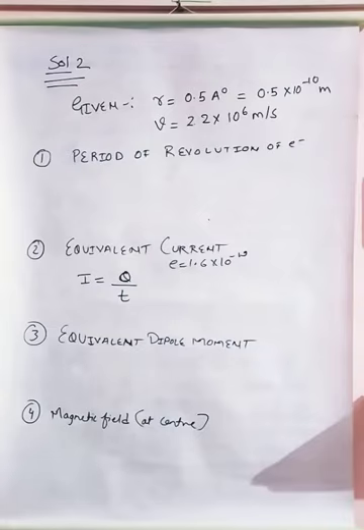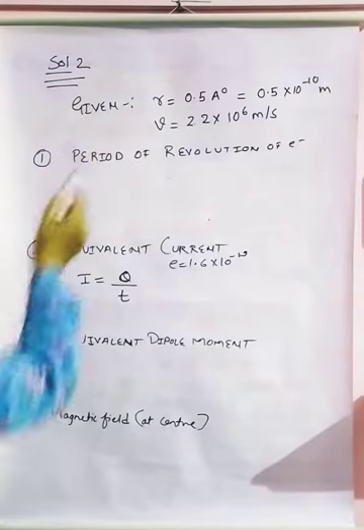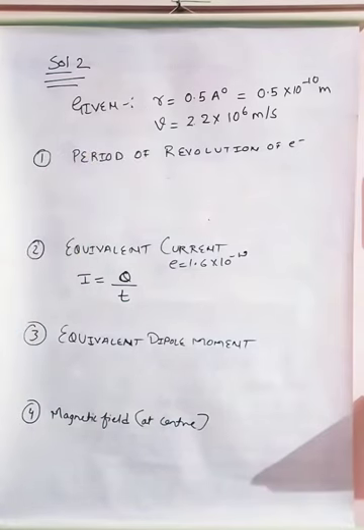Now here they have given us that the hydrogen atom has a radius of 0.5 angstrom. So that 0.5 angstrom can be written as 0.5 into 10 to the power minus 10 meter, and the velocity they have given is 2.2 into 10 to the power 6 meter per second. We need to calculate the current.